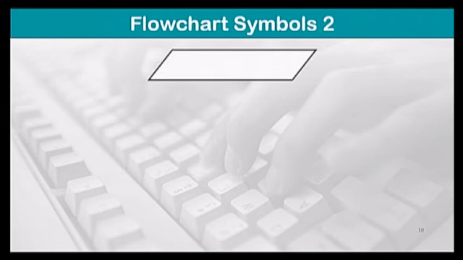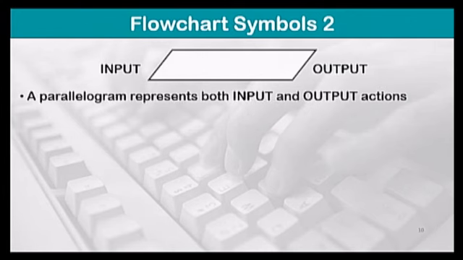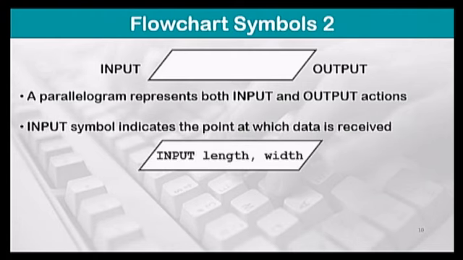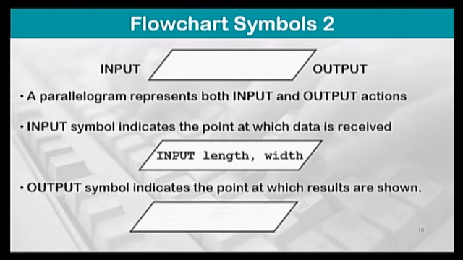A parallelogram. A parallelogram represents both input and output actions. Input symbol indicates the point at which data is received. Output symbol indicates the point at which results are shown. The action being executed is written inside the shape. For example, input the length and width of a rectangle and output the area.